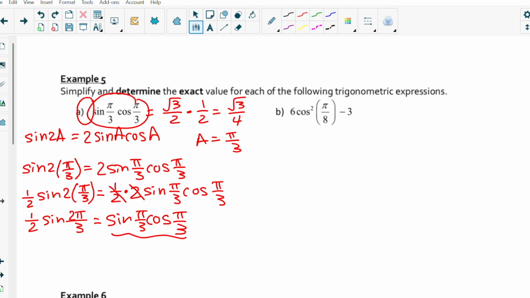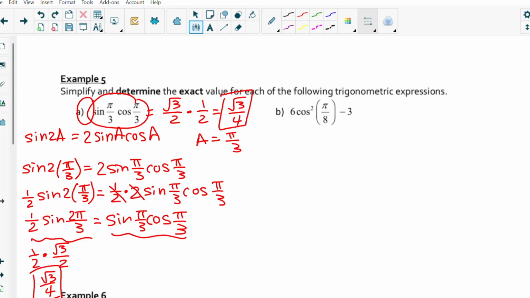So this is good. Let's further simplify this. This is 1/2 times, well, what's sine of 2 pi over 3? That's in quadrant 2, so that would be positive square root of 3 over 2. And then that is square root of 3 over 4. So does that equal what we had in the beginning? Sure does. Okay, next one.